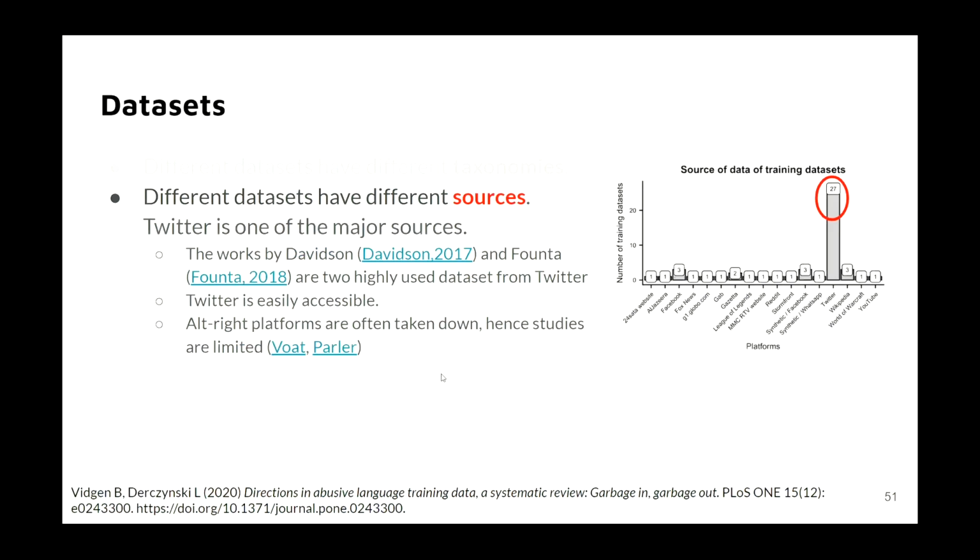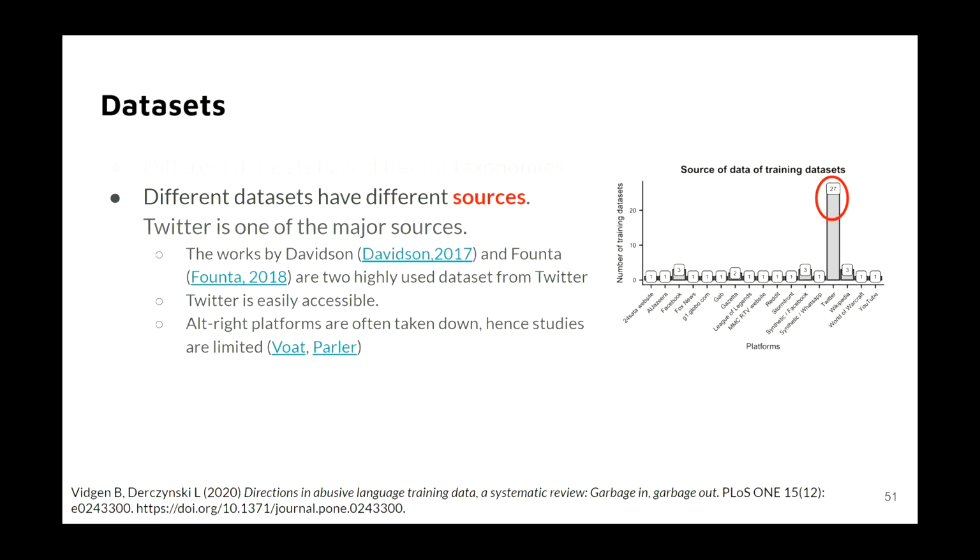Further, for the different datasets of again different sources, as you can see here, but one of the major sources is Twitter. The reason behind this is the Twitter API, which is very easily accessible, and hence there are more datasets about it. Two of the highly used datasets here are Davidson, which is done in 2017, and Founta 2018.